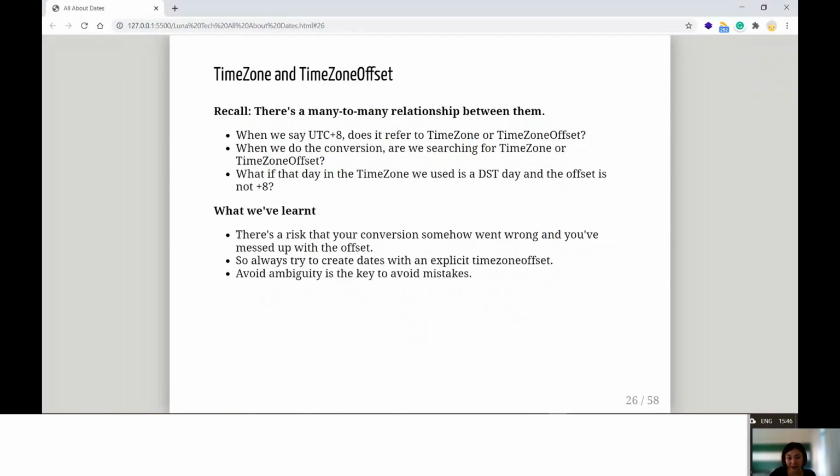So what we have learned here, there is a risk that your conversion somehow went wrong and you mess up the offset. So always try to create dates with explicit time zone offset if you already know that's a local time, right? Don't create DateTime and try to convert it again. And avoiding ambiguity is the key to avoid mistakes.